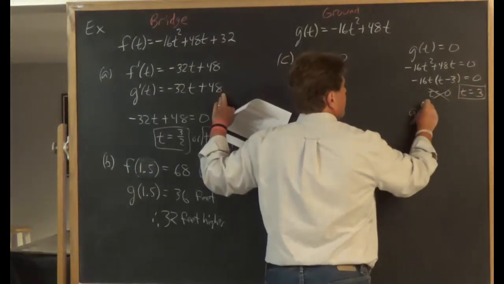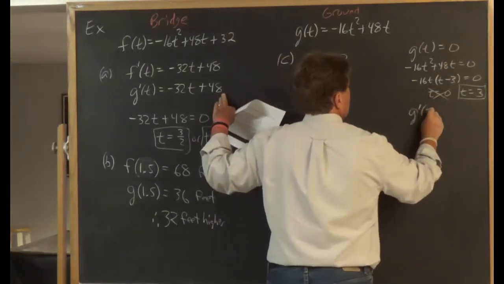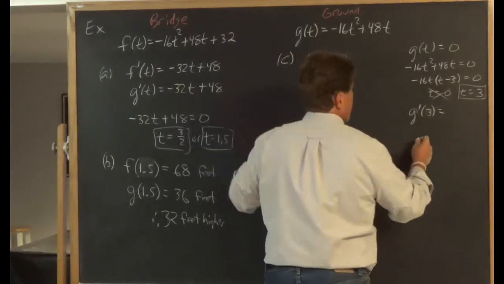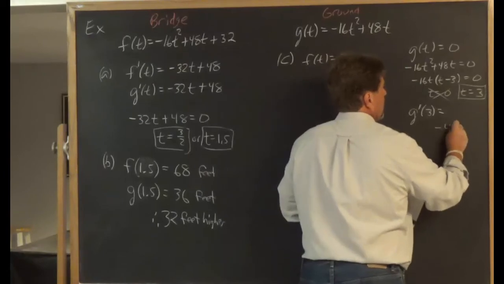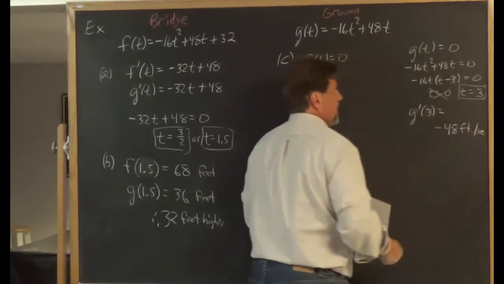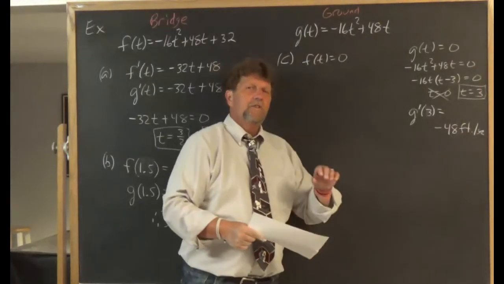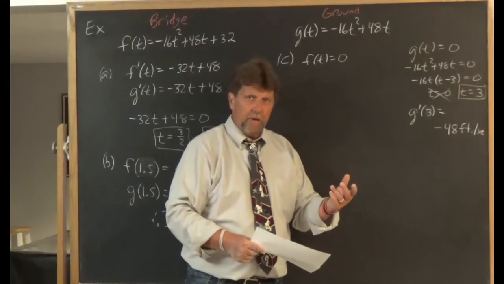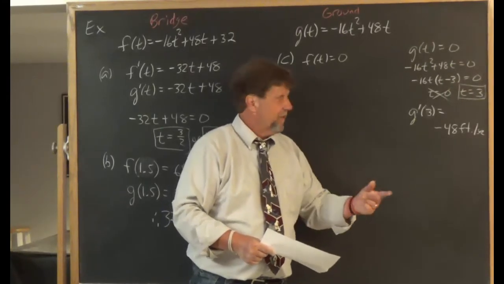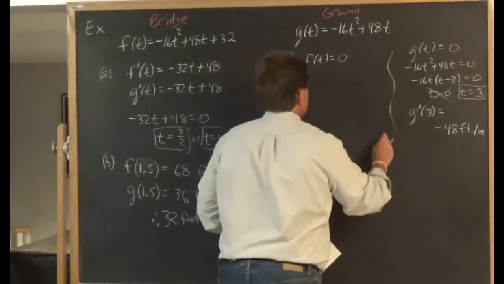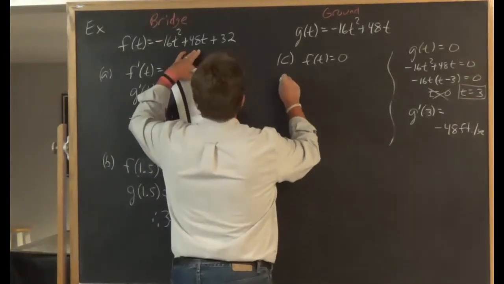evaluate the derivative at 3. And you evaluate the derivative at 3 and you get negative 48 feet per second. So the stone thrown from the ground hits the ground 3 seconds after it was thrown, and it hits the ground with a velocity of negative 48 feet per second. Okay, here for the bridge.